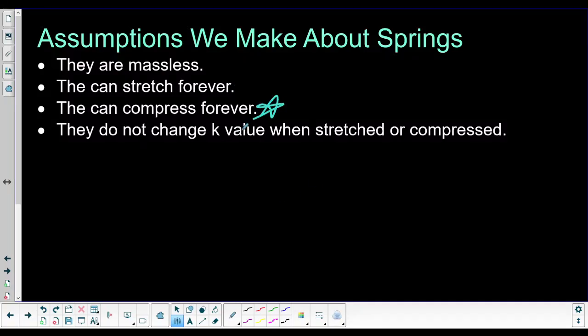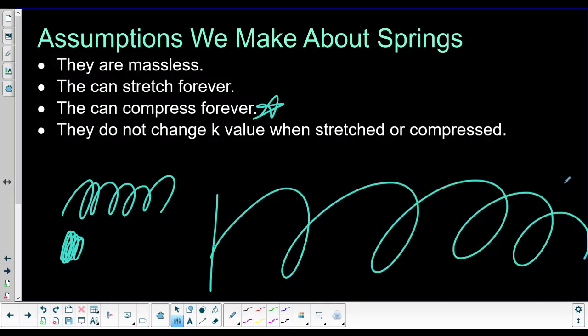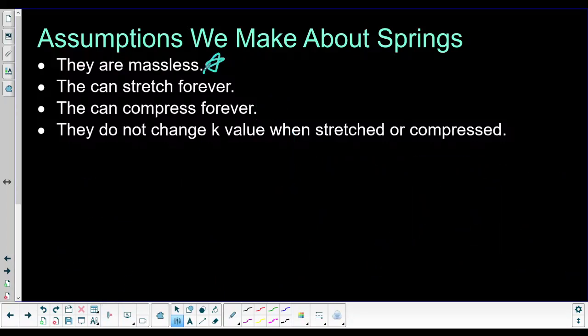Likewise, we can squish them forever. Normally if you take a spring and you squish it so that all the coils are touching, it just won't squish anymore because it gets in its own way. We're going to just assume you can compress that thing as much as you want. We think of our spring as being way stretched out, so that we don't worry about our spring running into itself. It's very thin. That's how we got it to be massless.